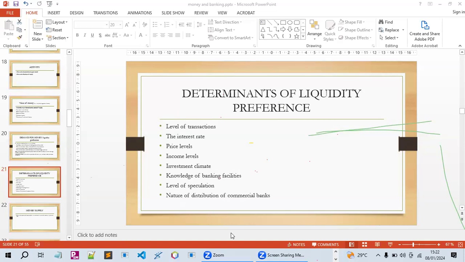I hope you've all understood that part for level of speculation. If there is any question on the level of speculation, you could raise up your hand or write it in the chat. Or any other factor determining liquidity preference.